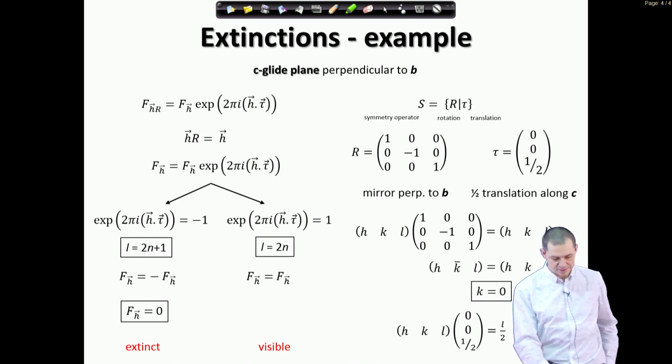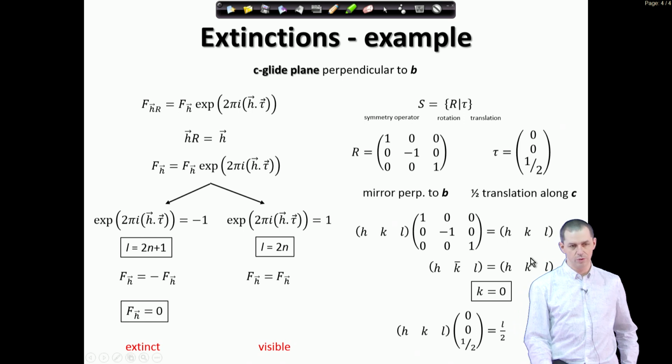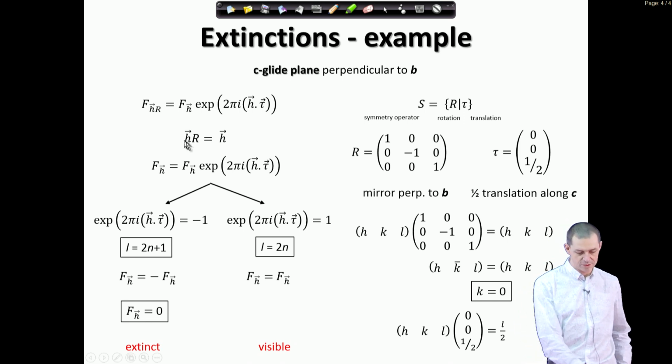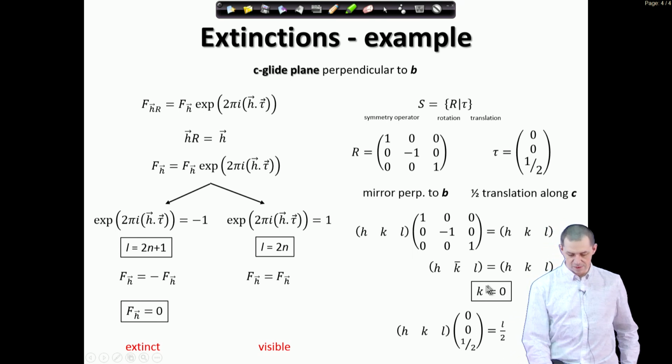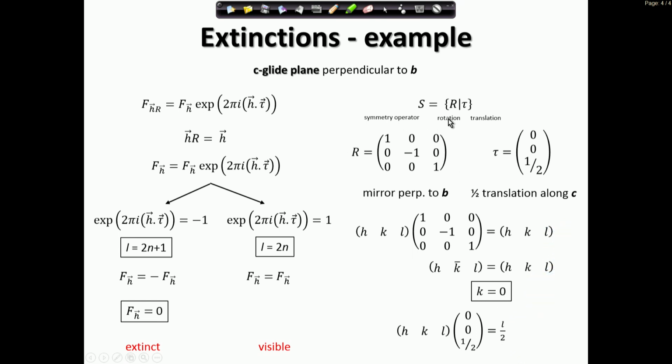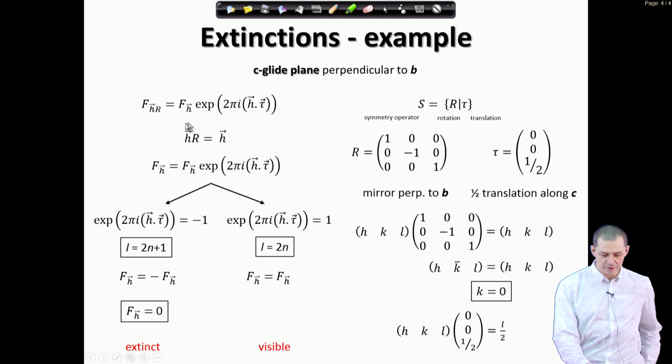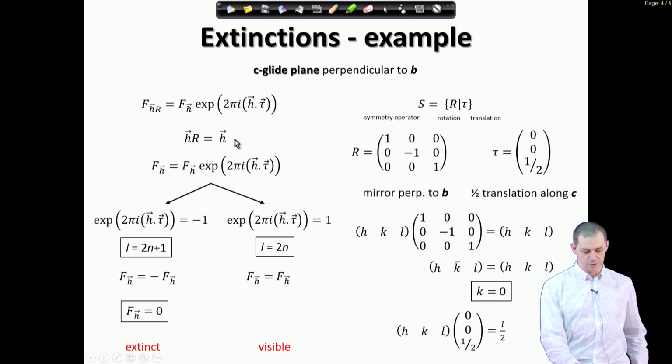So in this case, well, we can obtain the conditions for this reflection by solving this equation. This is done here, and the conclusion is that in this particular case of a C glide perpendicular to B, these reflections are those which have the K index equal to 0. So H may be anything, K must be 0, L may be anything. So we get the condition H, 0, L. So these reflections are the special ones that are invariant under the symmetry operation.